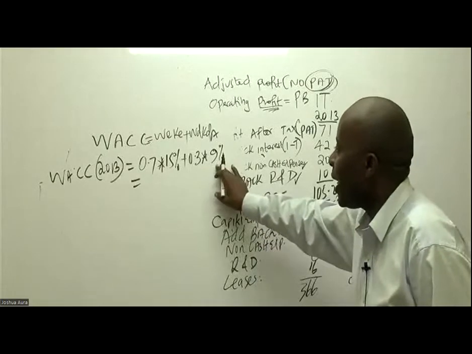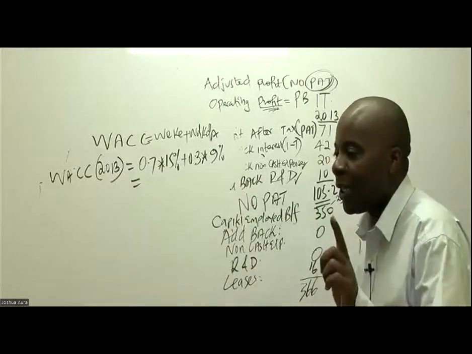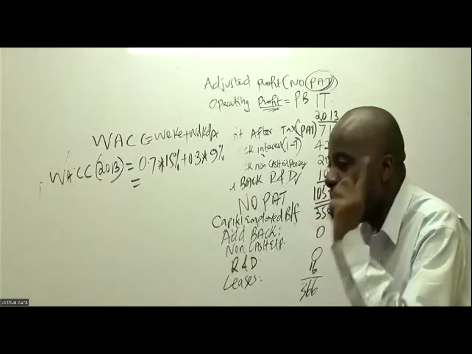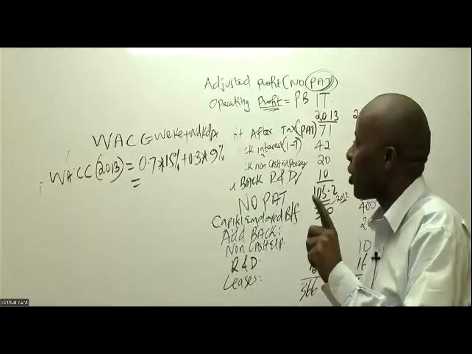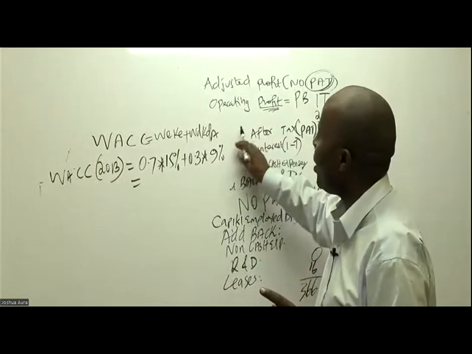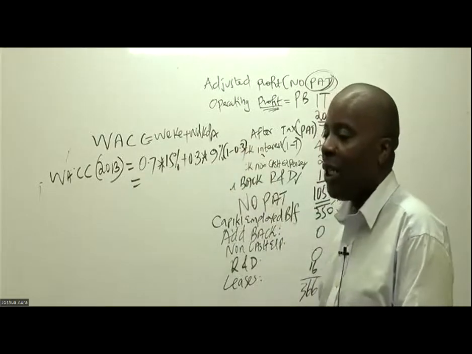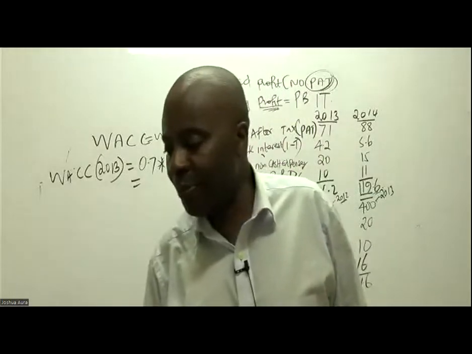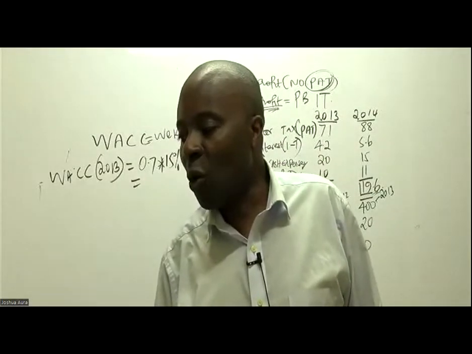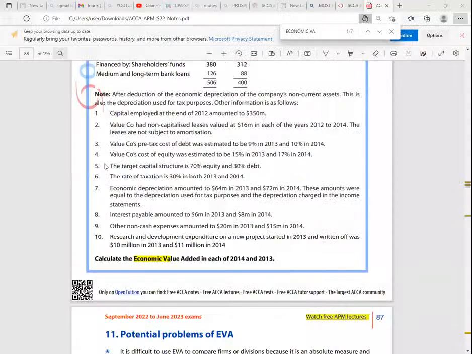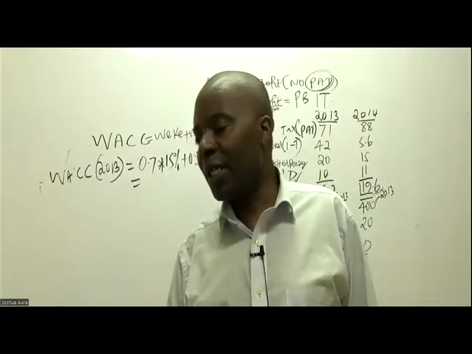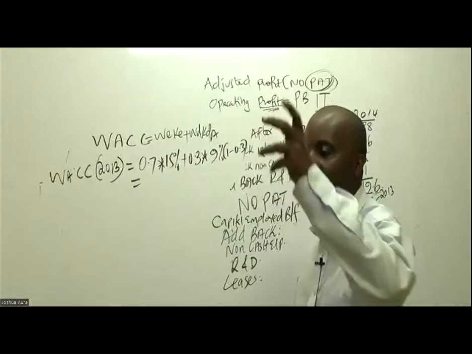No. This 9% is before tax. It must be adjusted for taxation. So you must come and multiply this with 1 minus tax of 0.3. They told us, ladies and gentlemen, in this question that 9% is before tax. Look at this, note 3, the pre-tax cost of debt. So remember, this 9% has to be tax adjusted. So you take 9% and multiply it with 1 minus taxation.